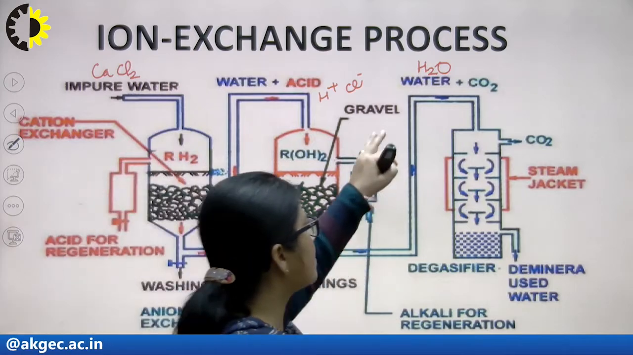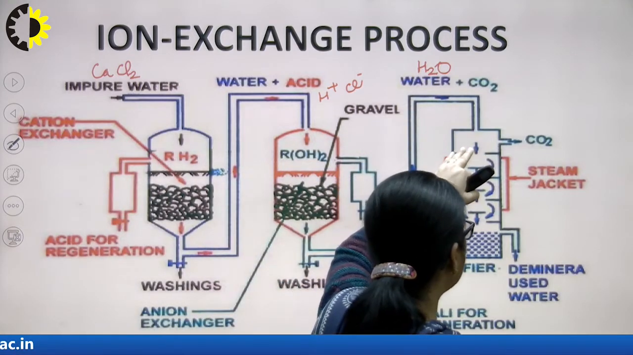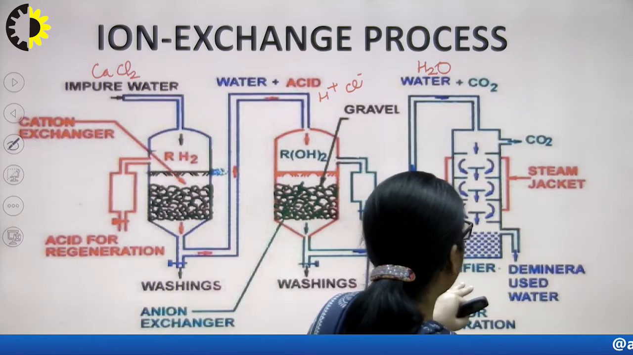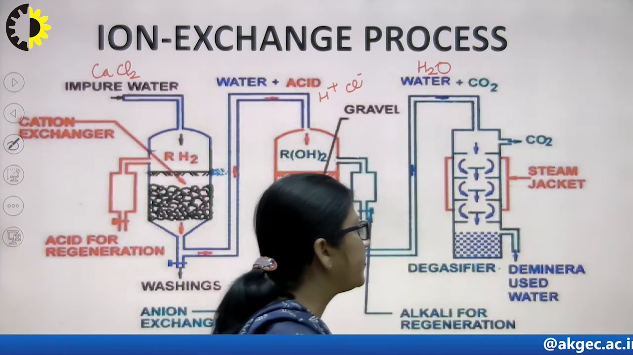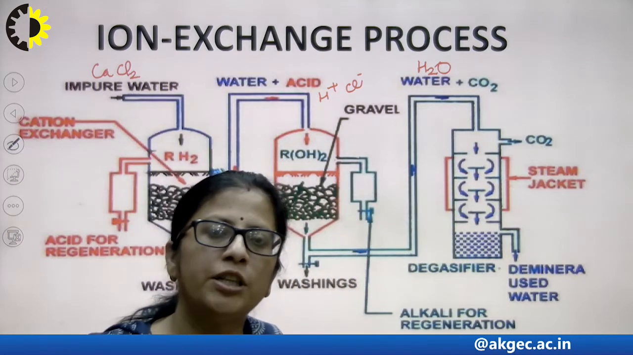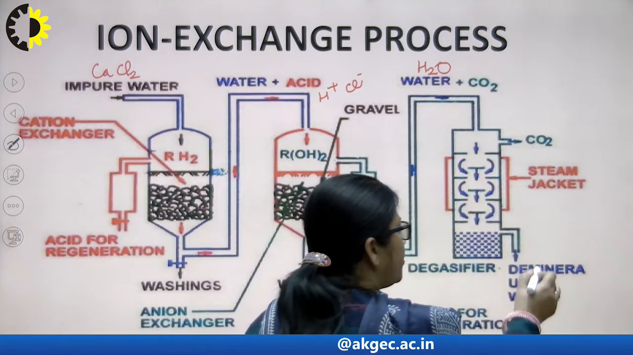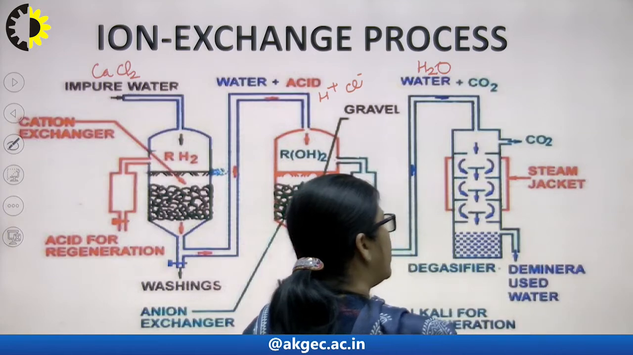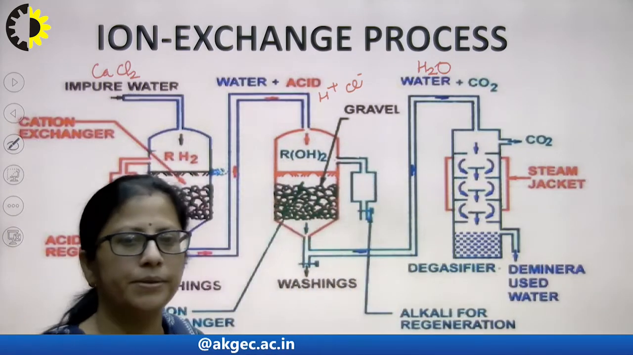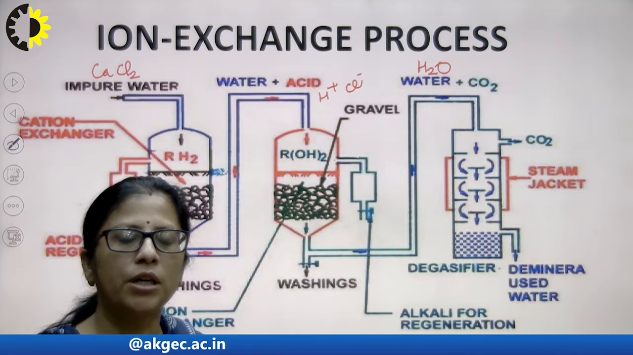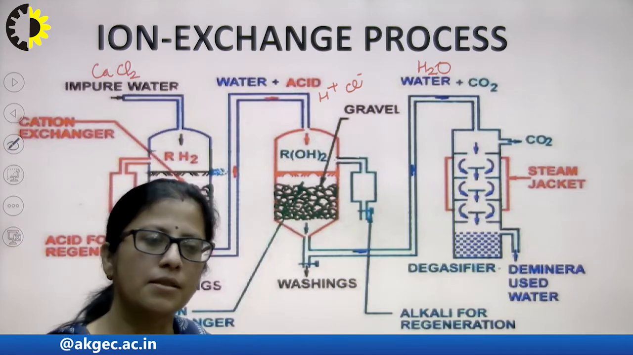So, these gases are passed through the steam jacket and finally through the degasifier. They are passed to remove the dissolved gases, and the water which is coming out from the system now is the demineralized water. So, it is the demineralized water which is passing out from the system.